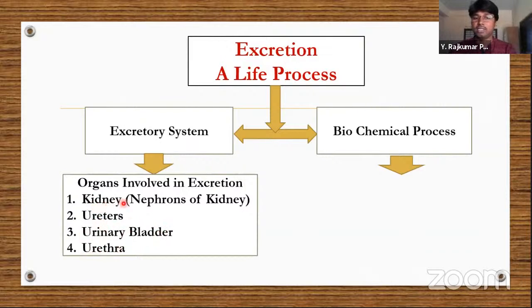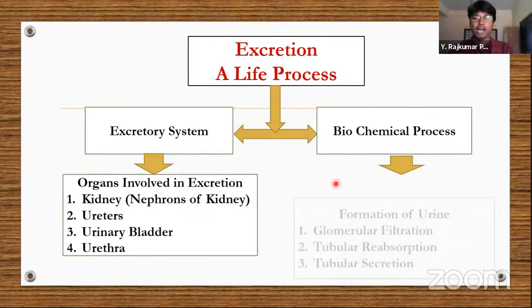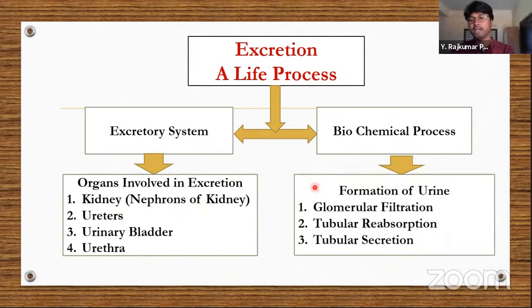In the structure of kidney, we also study the most important structure called nephron. Under the biochemical process, we learn about the formation of urine because that is where, after the filtration of blood, urine is formed by three steps. The first step is glomerular filtration. Second step is tubular reabsorption. The third is tubular secretion. We learn about these steps in depth.